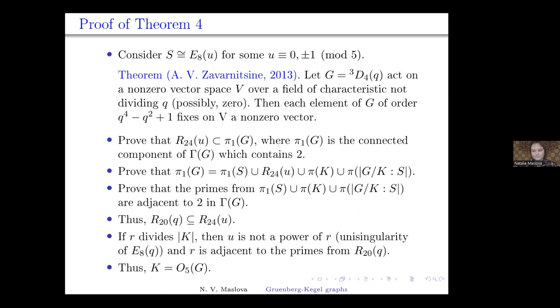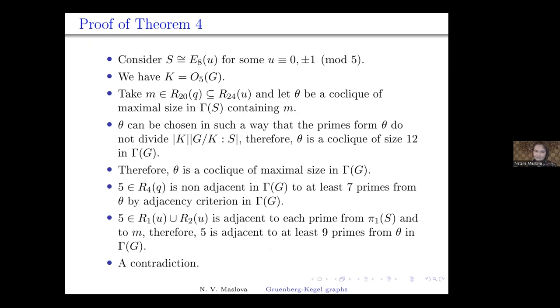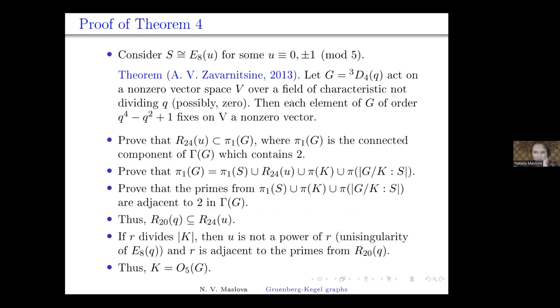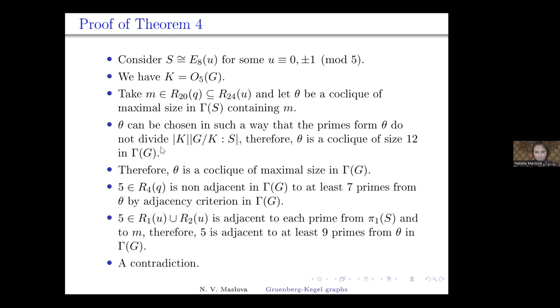And then we take any element M from R20 of Q, which is a subset of R24 of U, and we prove that this M doesn't divide the order of K and the order of L. And then the adjacency of this vertex depends more on adjacency in S than on this part. And then we can take M and put it into a maximal coclique. This coclique exists and has order 12. This is a corollary of the adjacency criterion.